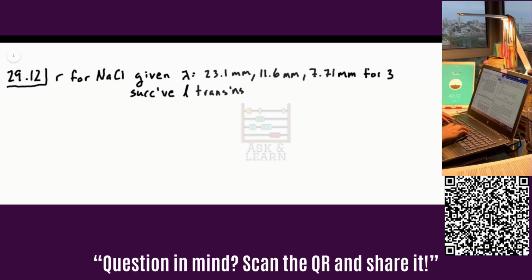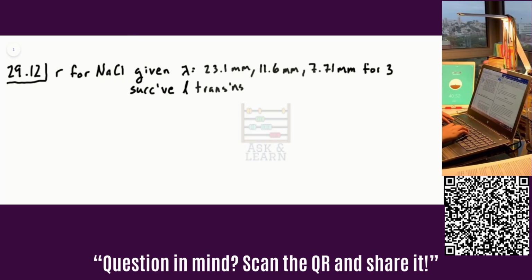29.12. So we want to find the bond length for sodium chloride, given that the wavelengths for three successive transitions are these. So the first thing we want to do is convert these wavelengths into energies.